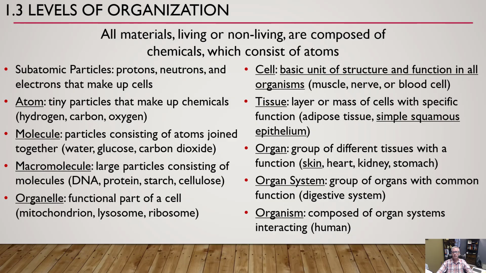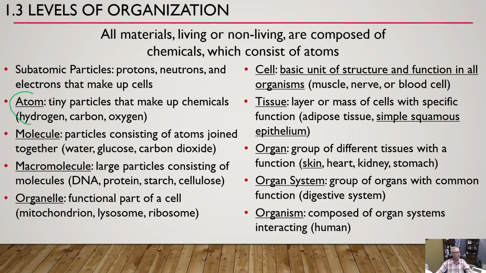So all materials are composed of these things called atoms. Atoms, that's what we find on the periodic table. So we're going to start here. Hydrogen, carbon, oxygen, nitrogen, helium.